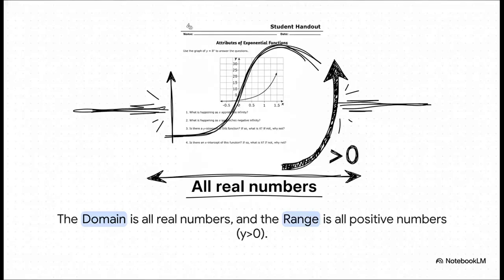Let's take a look at a standard exponential function, just like this one. See how the graph stretches out forever to the left and to the right? That tells us we can plug in any real number for x we can think of. So the domain is all real numbers. But now look up and down at the y-axis. The curve is always above the x-axis, right? It gets super close, but it never actually touches it. That means our range, our output, is all positive numbers. y has to be greater than 0.